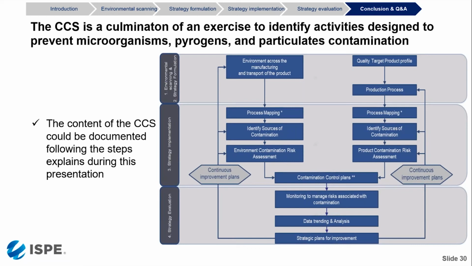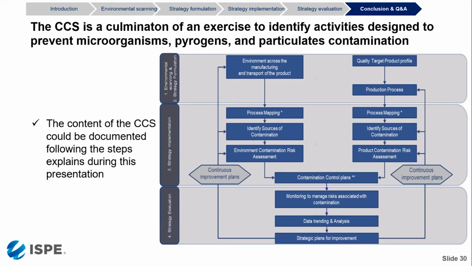Again, as a conclusion, as a manufacturer, you can formulate your contamination control strategy based on the quality target profile. I think this is the main thing, and this will be the bone on the way to develop the strategy, and the environment and the process that is used to manufacture the product, transport the product.